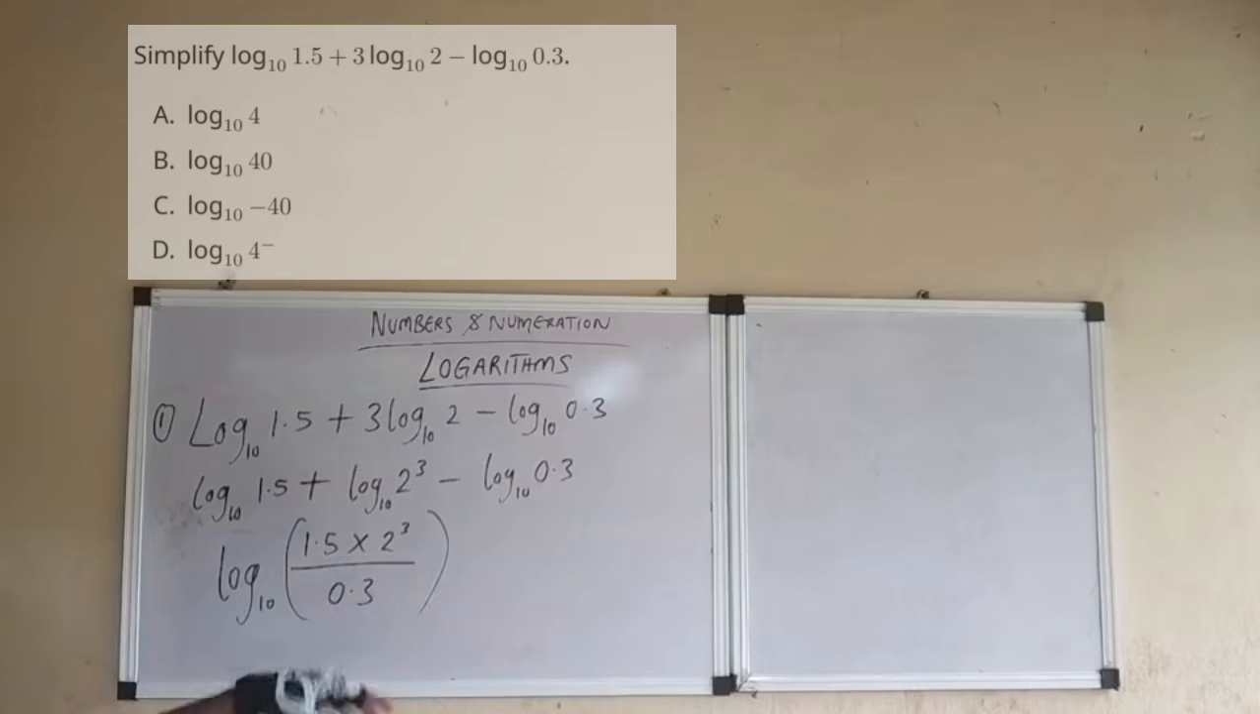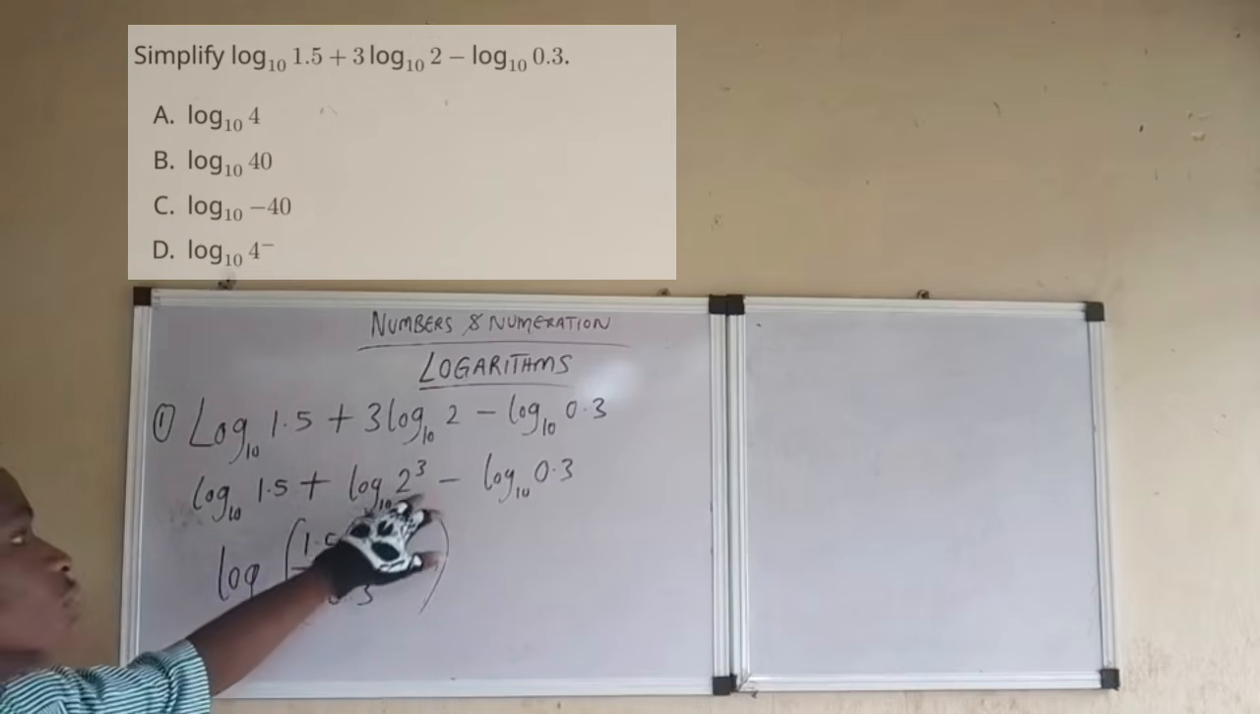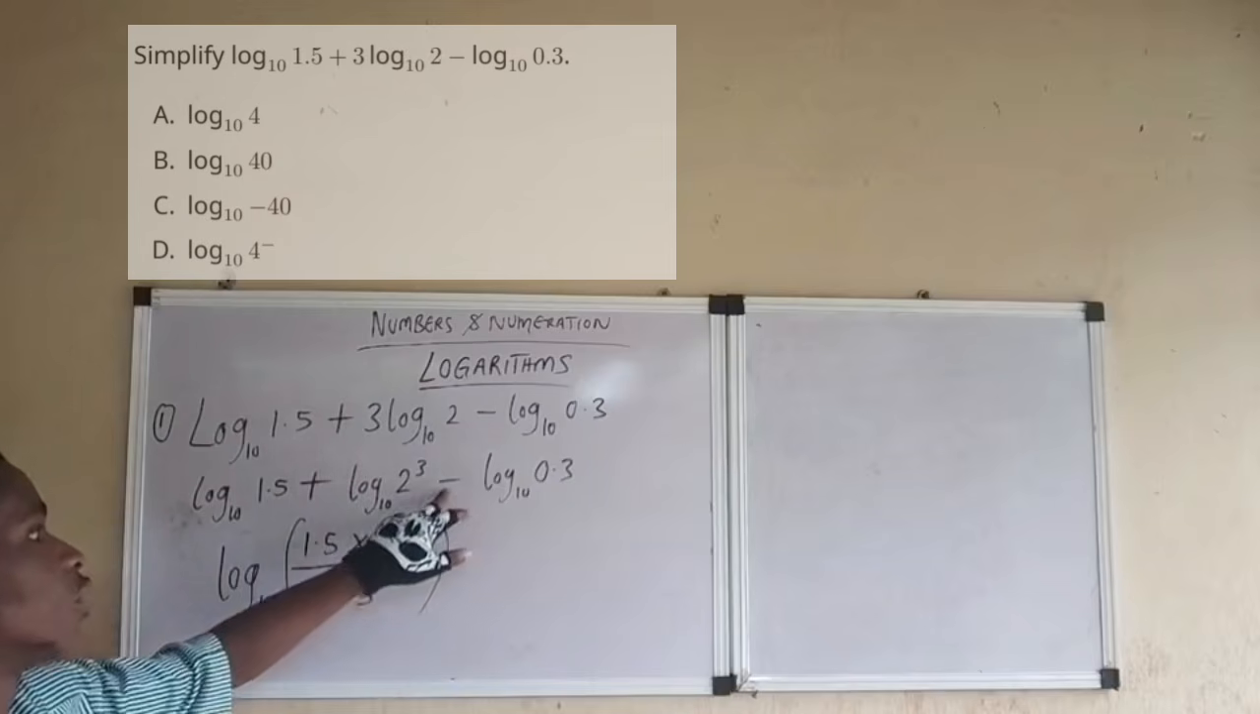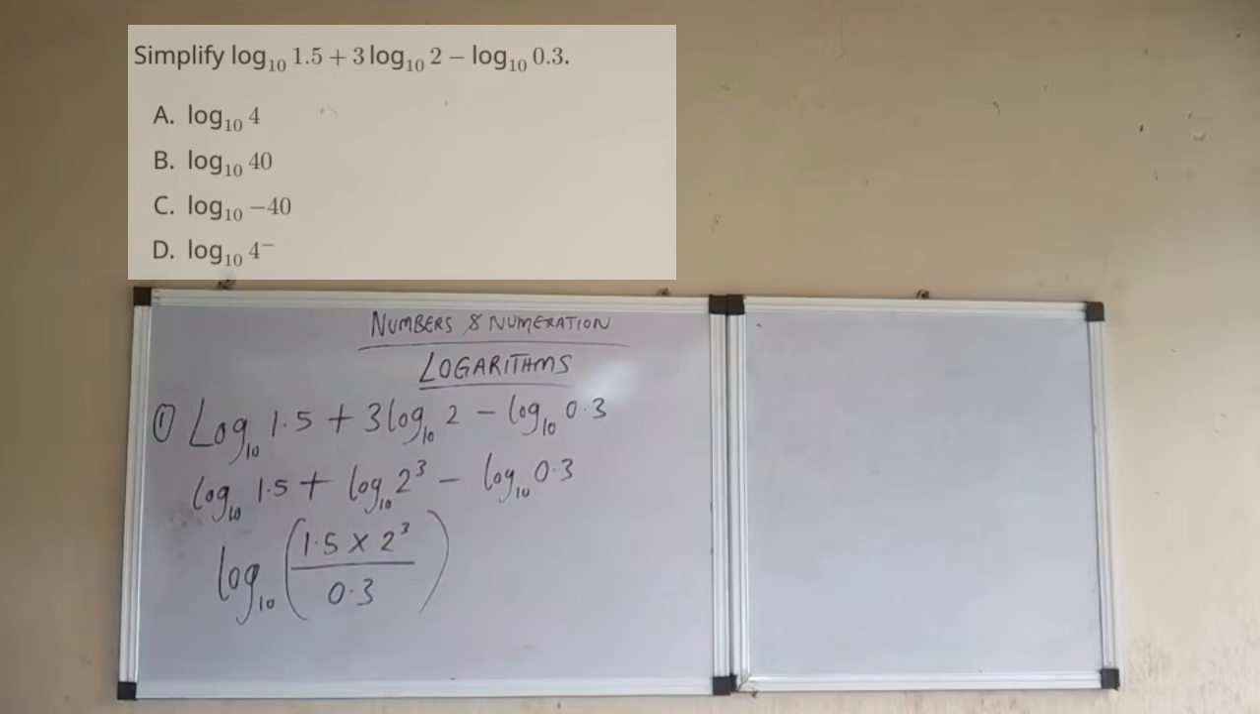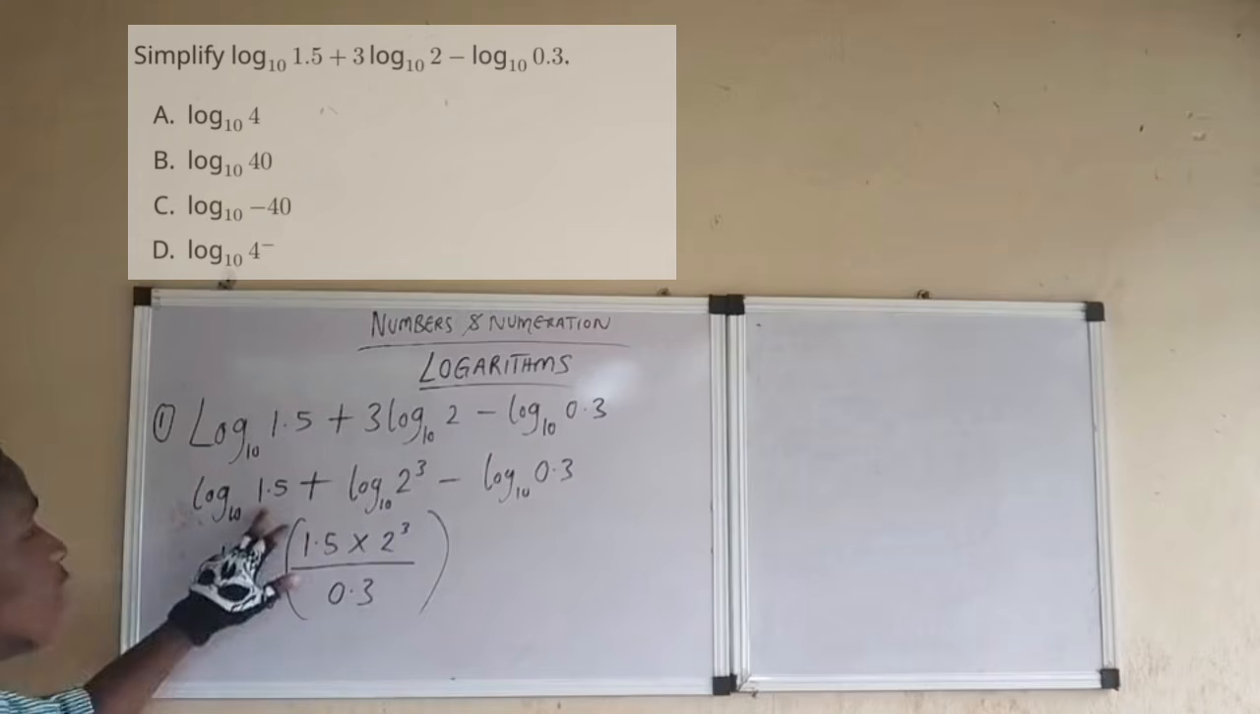So if you look at the laws again, it's very easy to grasp. When you have addition, multiply the values. When you have subtraction, you divide. So we're having log base 10, 1.5 times 2 raised to the power 3 divided by 0.3. Now, how do we simplify further from here? What I would have loved to do initially is to convert this decimal to fractions.